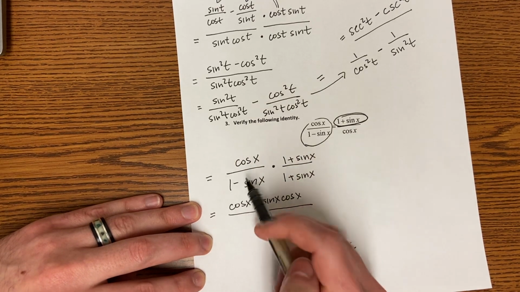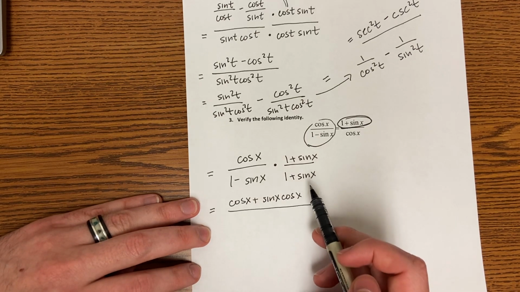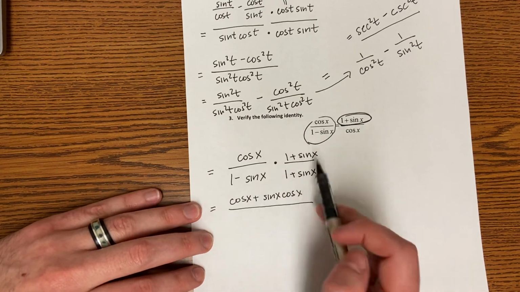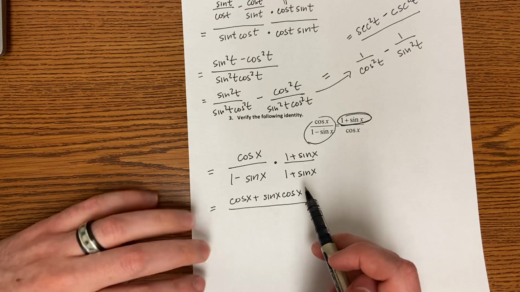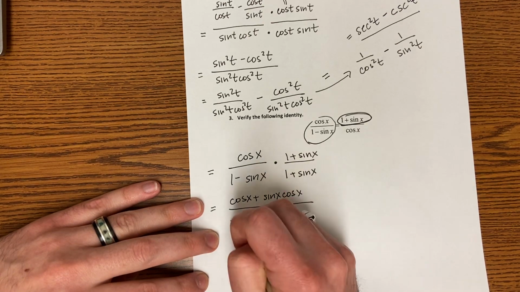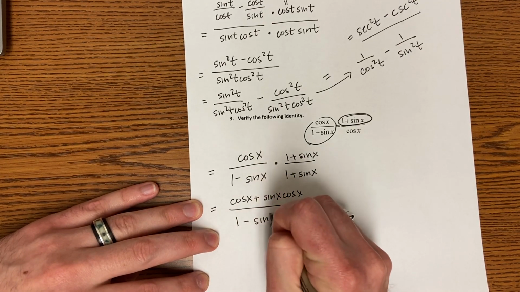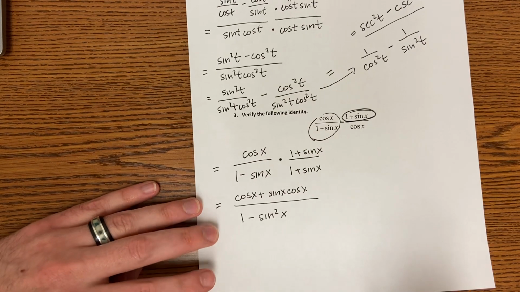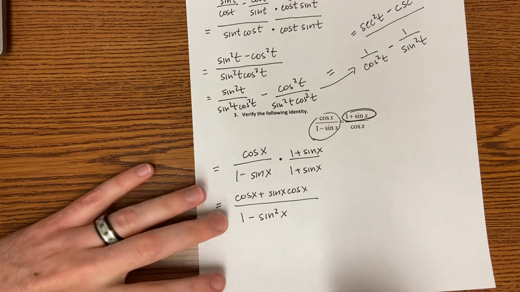In the denominator, 1 minus sine x times 1 plus sine x, and you could have not distributed this, we'll see why here in a second, the middle terms cancel and you end up with 1 minus sine squared x. FOIL if you have to show it, but it's really helpful.